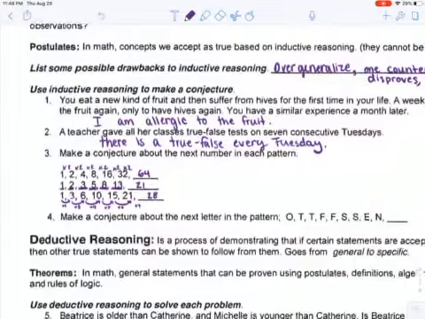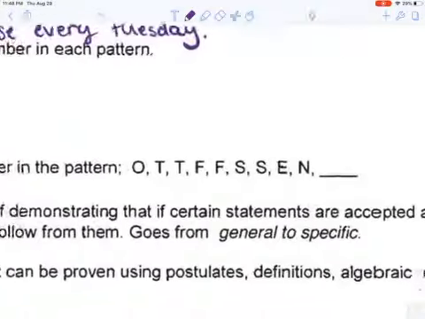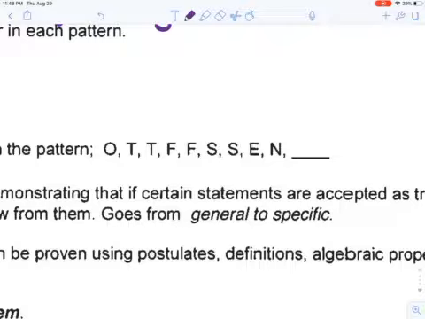Now, we need to make a conjecture about the next letter in the pattern. This is my favorite pattern, okay? It usually really trips students up. The next letter in this pattern is T. If you know why, please email me and let me know what you think. And if you are still confused and stumped, wait in anticipation for Tuesday.